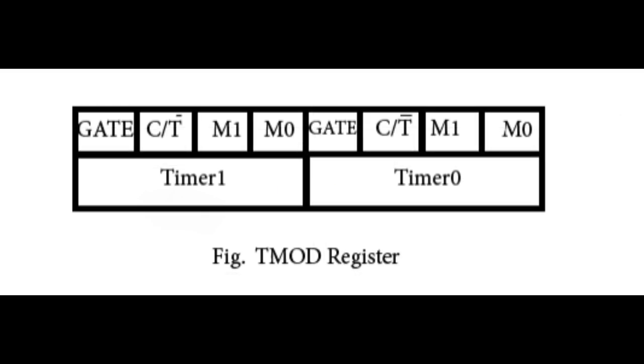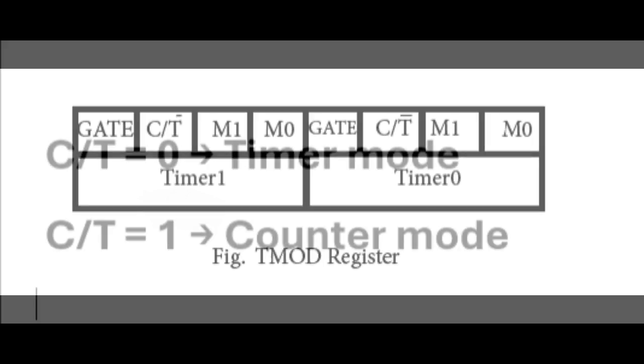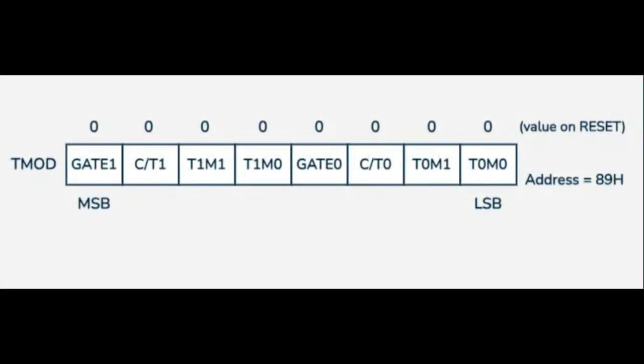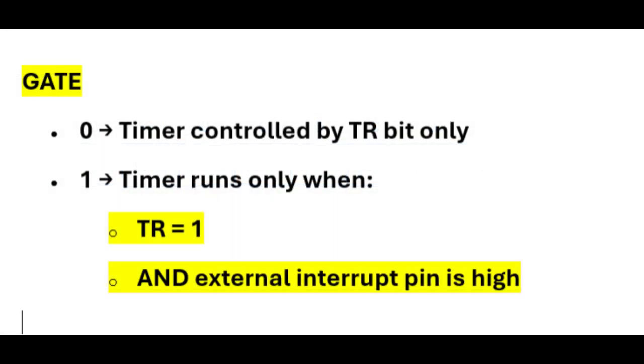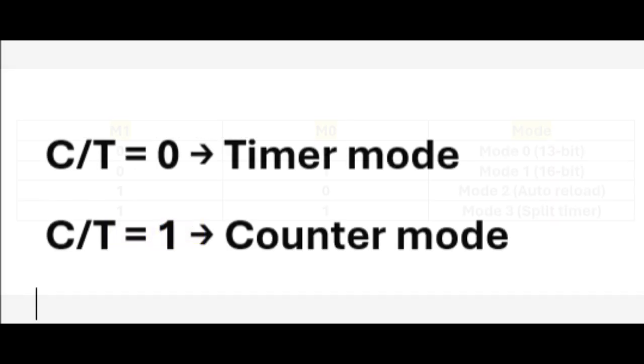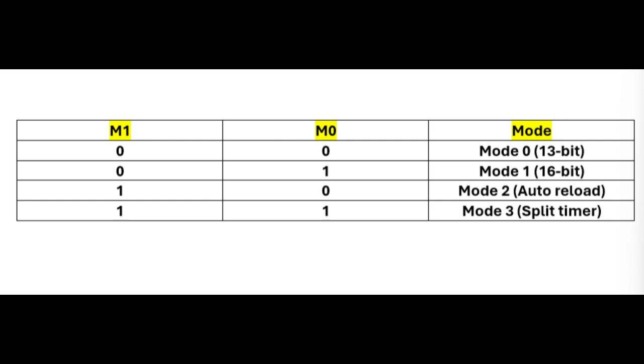The C/T bit is the most important. C/T equals 0 means timer mode, and C/T equals 1 means counter mode. In the TMOD register, Gate equals 0 means the timer is controlled by the TR bit only. Gate equals 1 means the timer runs only when TR equals 1 and an external interrupt pin is high. Then C/T, 0 timer, 1 counter, and M1, M0 for mode selection.